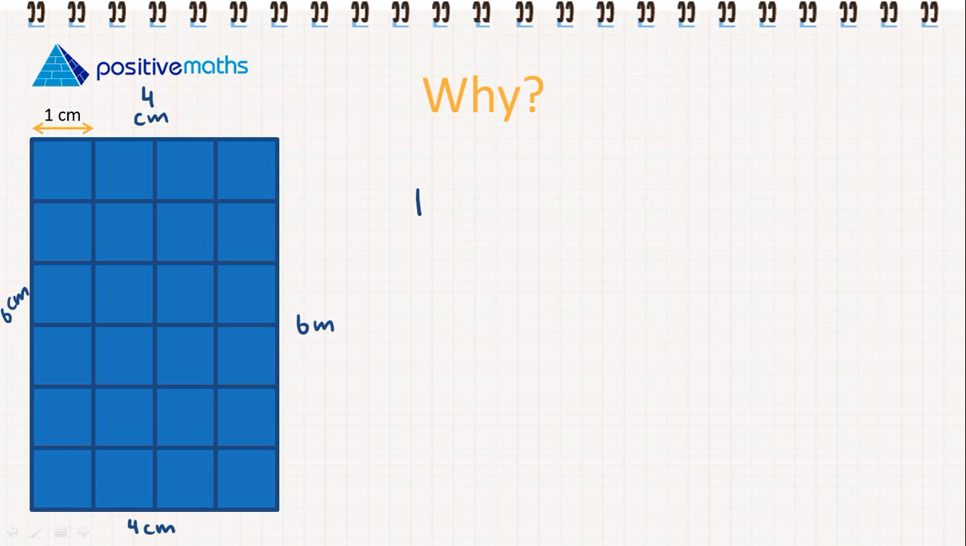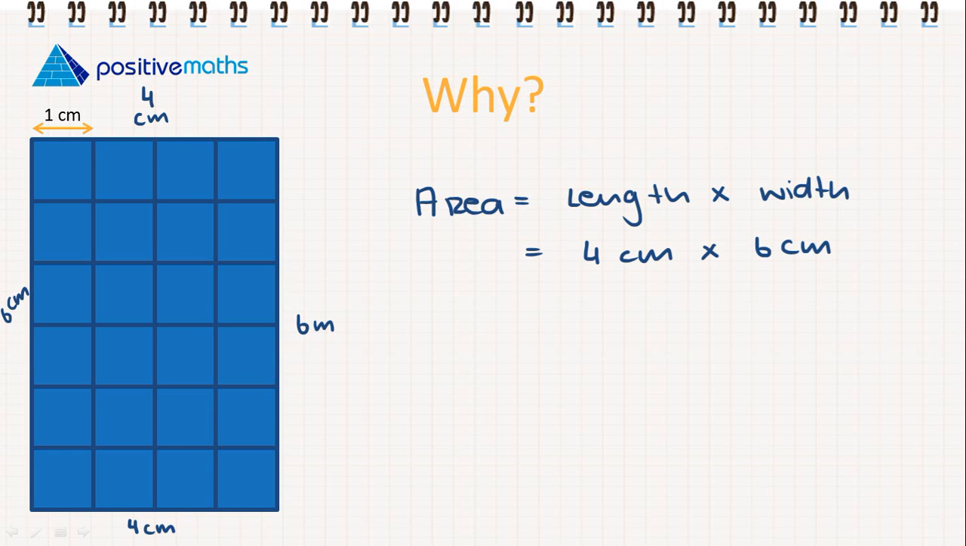So if we take our formula, our area is equal to length multiplied by width. So this is going to be 4 centimeters multiplied by 6 centimeters. So our answer will be 24 centimeters. So check, count the number of boxes and see how many we have. So we should have 24 altogether. So pause the video, count the boxes and check that we have 24.